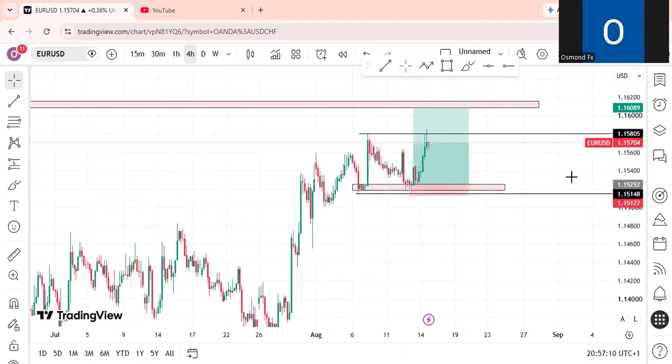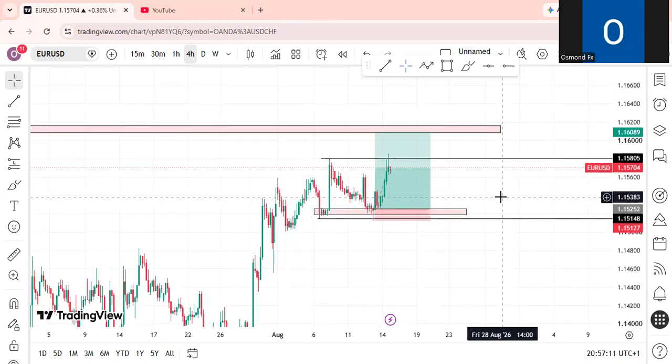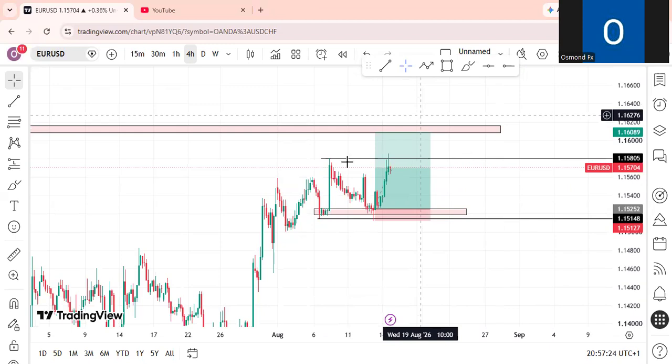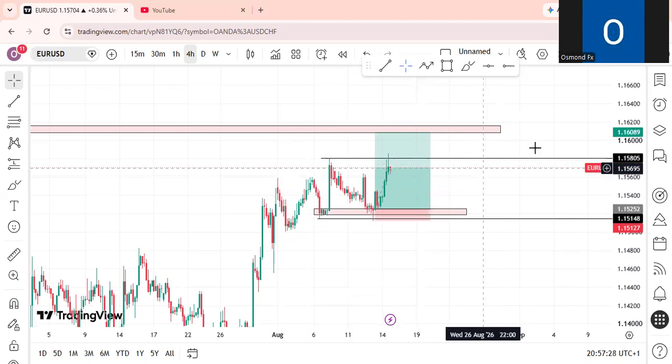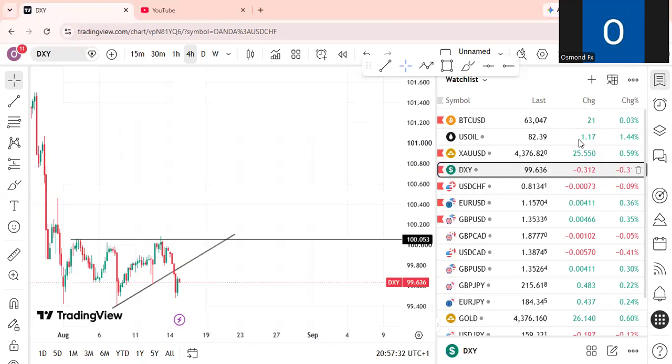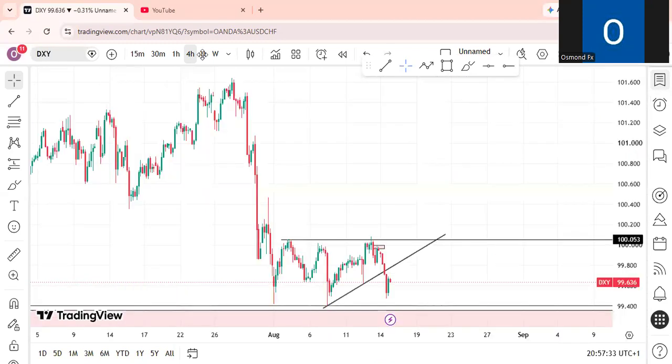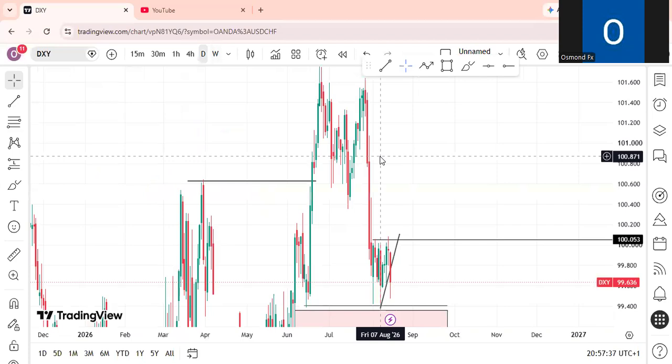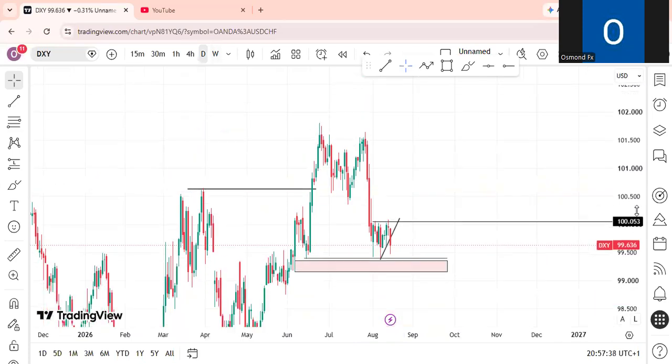So today we are going to be analyzing Euro USD, GBP USD, DXY, Bitcoin, and gold. Those are the pairs that we're going to be analyzing today. First of all, before I come over to Euro USD, let's talk about DXY, where DXY is going, because DXY is going to give us the direction of what is actually happening.